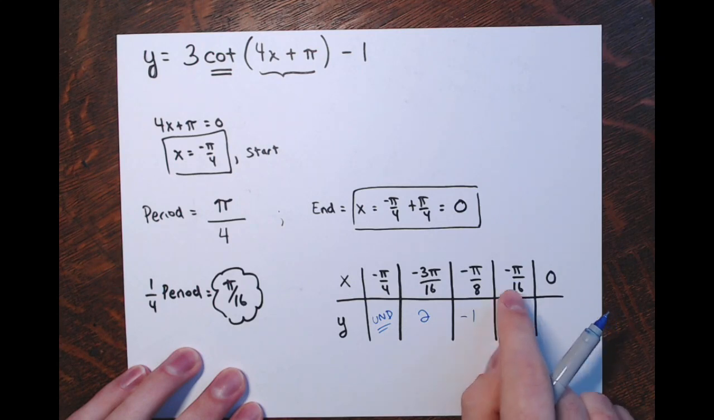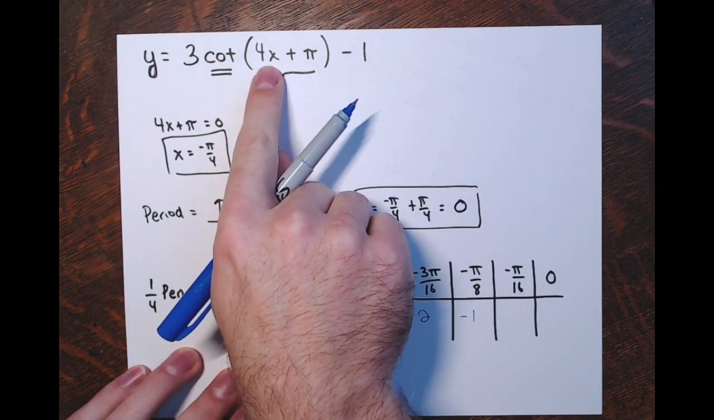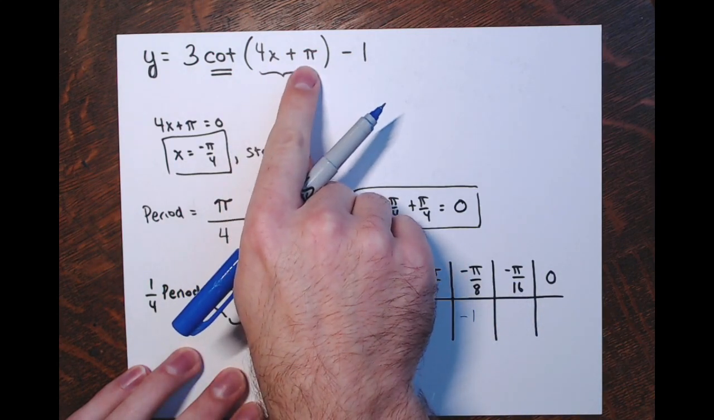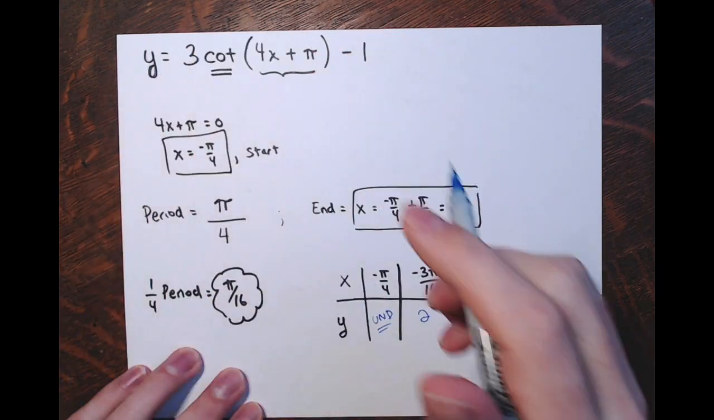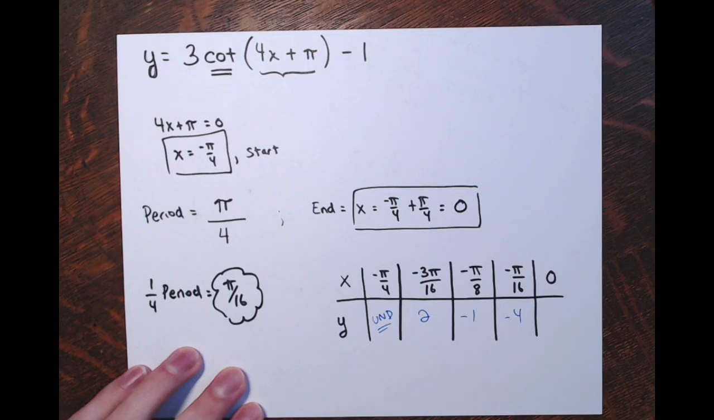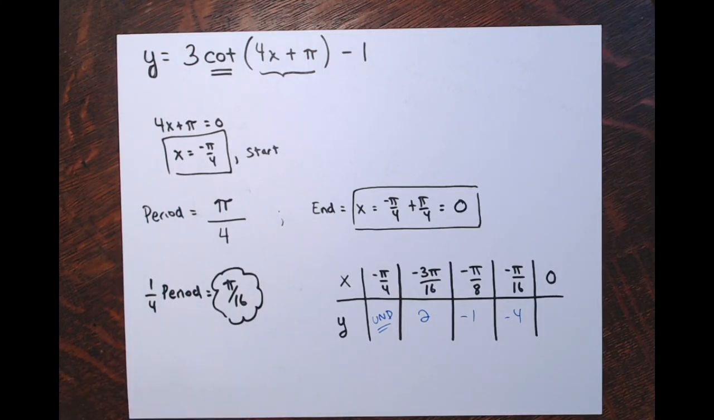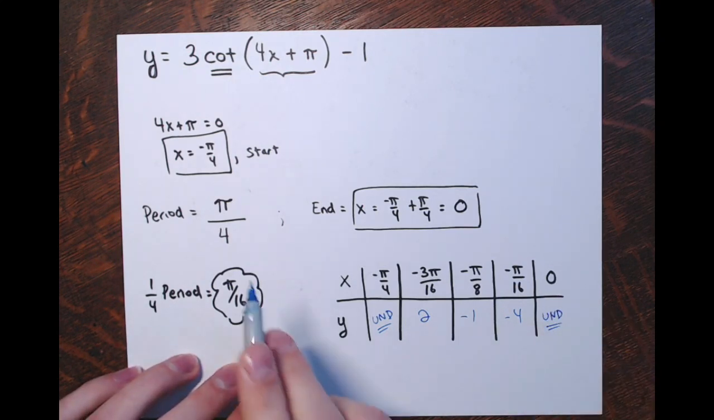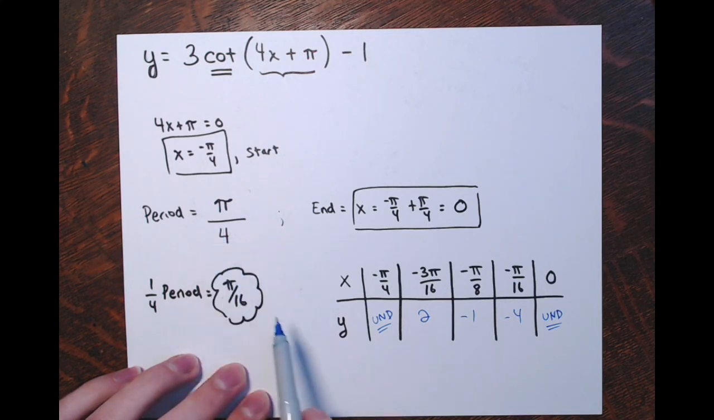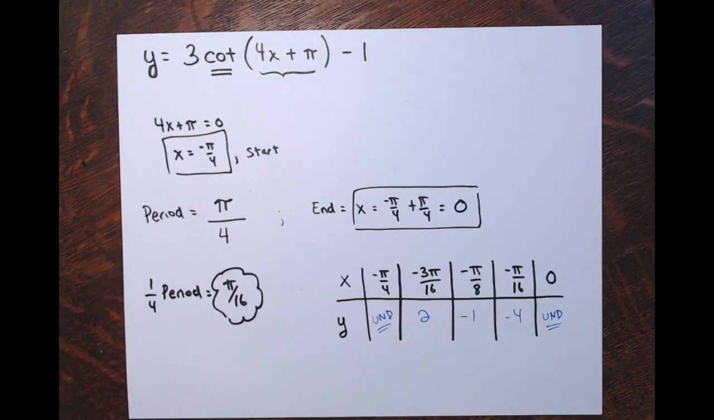Plugging in negative pi over 16, 4 times that would be negative pi over 4, plus pi would be 3 pi over 4. The cotangent of 3 pi over 4 is negative 1, times 3 is negative 3, minus 1 is negative 4. I mean, you should really eventually get to the point where you're that quick. All right, and then undefined here. Again, if you did things correctly, if this truly is the period of the function, and these are pi over 4 apart, then they should have the same output, basically have no value, be undefined.